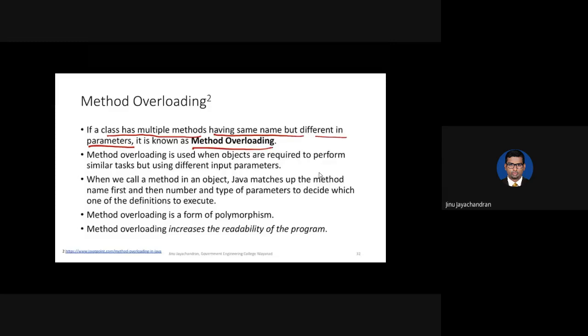When two methods or two functions in a class have the same name, and the number of parameters or the type of parameters is different, it is called method overloading. Method overloading is used when objects are required to perform similar tasks but using different input parameters.